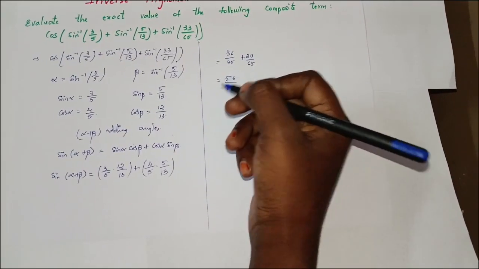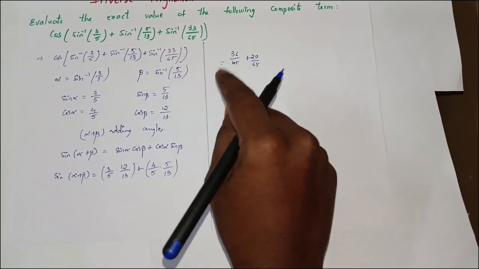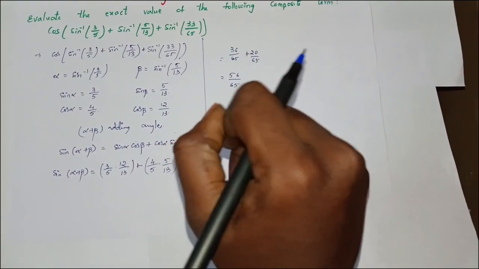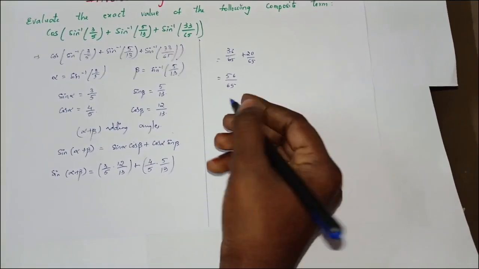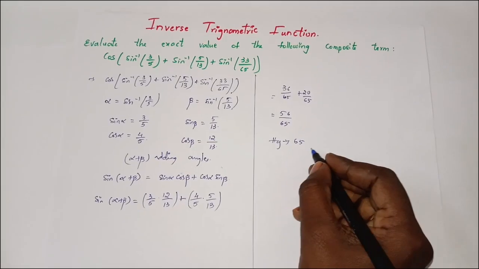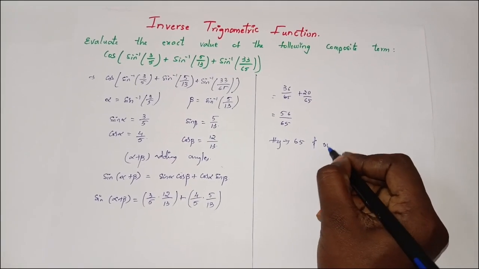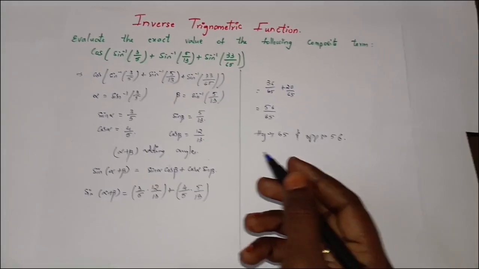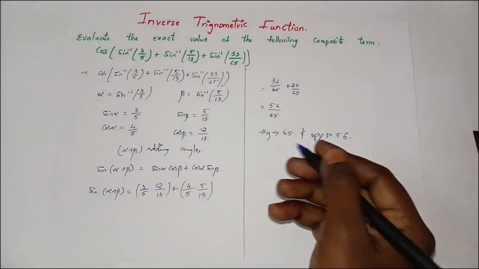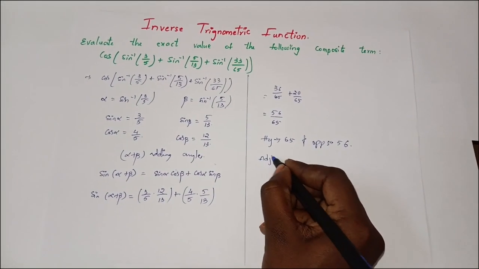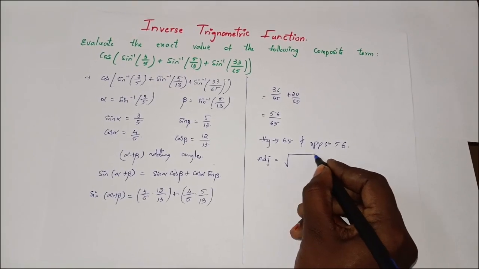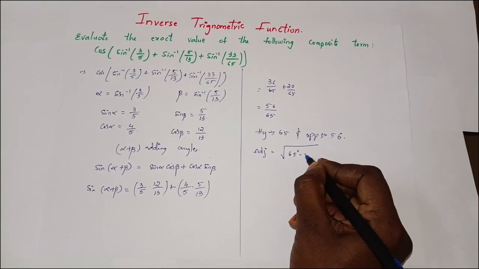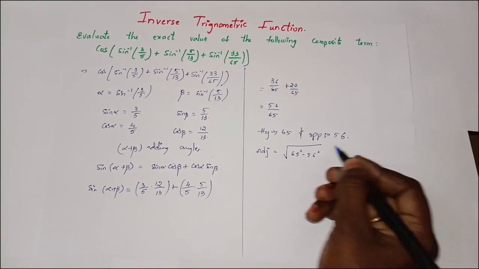Now relating the sum to the third term, notice that the numbers in our problem form a right angle triangle with a hypotenuse of 65. The hypotenuse value is 65 and the opposite side is 56. The adjacent side we need to calculate now. Let us calculate the adjacent side. What is our formula for the adjacent side? Under root 65 square minus 56 square.